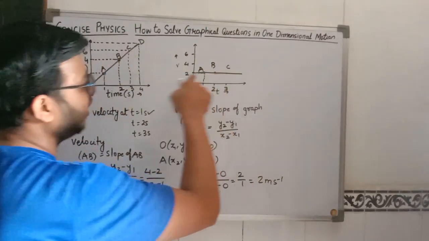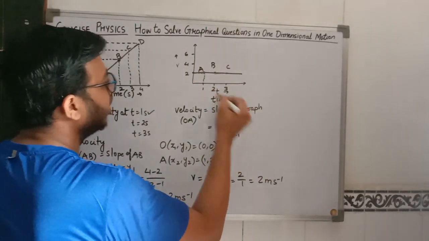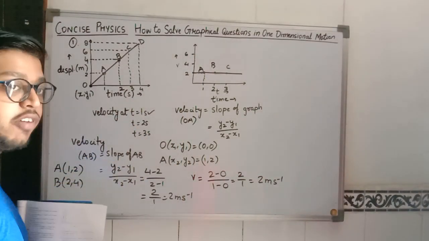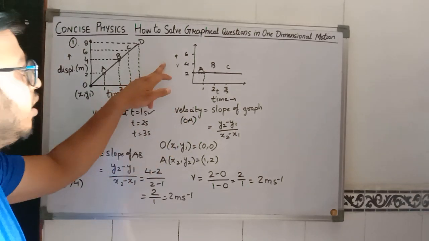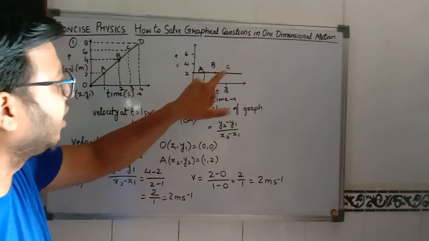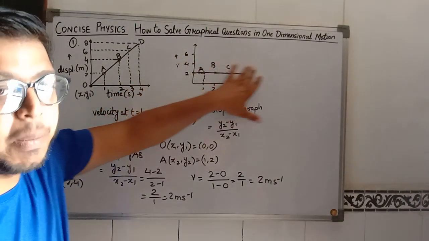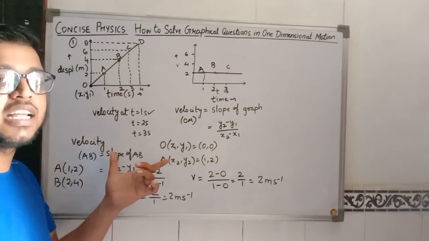A straight line, a parallel line to the time axis. This is the time axis, because at each point the velocity is the same. The velocity is 2 meter per second in each part. So in the velocity time graph, the graph will become parallel to the time axis and it passes through the 2 meter per second mark. So this is the concept of the displacement time graph.